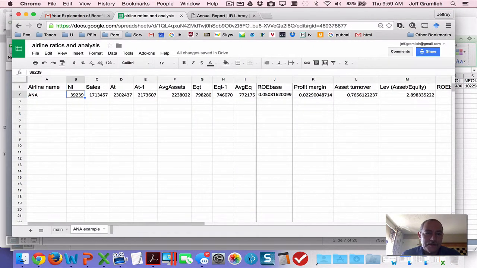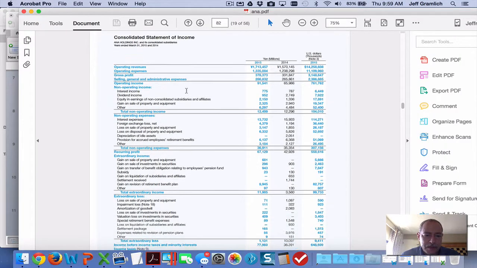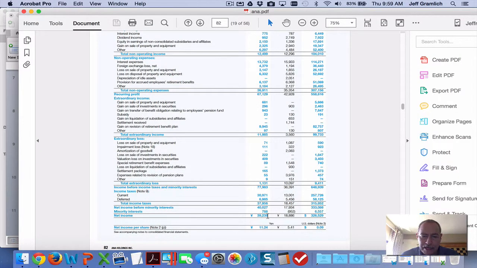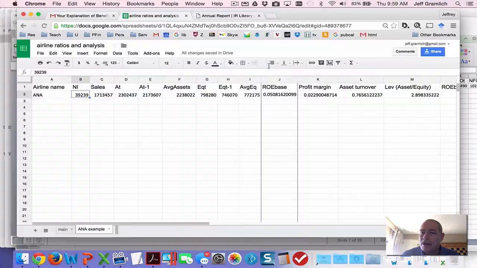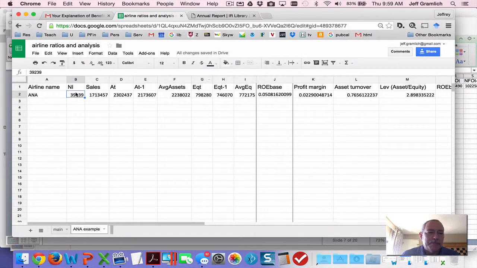And so we're looking there, and the first thing I'm going to do is find net income, 39,239, and sales as well. Net income is this bottom line right here, 39,239. And sales is not really, but it's the top line on the income statement. We're going to use operating revenues, 1,713,000. And so I took and put those numbers in here.